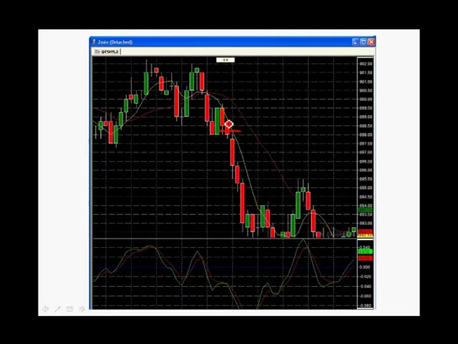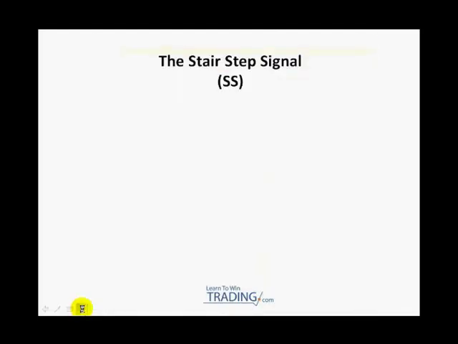Now anywhere really between the stair step line and the breakout line would have been a fine entry for this trade. Personally, I like one tick above the close of the candle that created the kink. And you can see how well that ran in our favor going down. Stair step signal is my favorite.